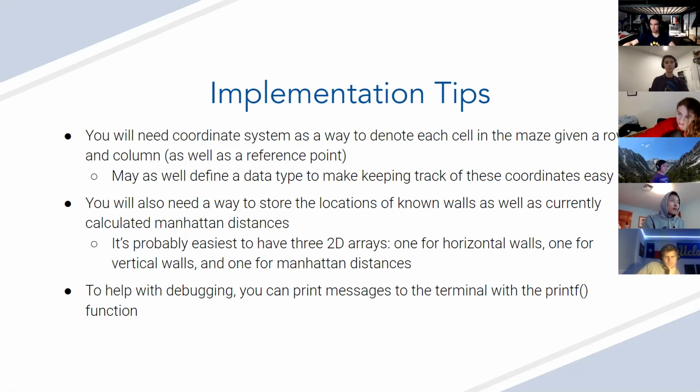And then you also need a way to store all the data you currently have about your maze. This will be your horizontal walls, your vertical walls, and the Manhattan distances. I would personally recommend having a 2D array for each of your vertical walls and your horizontal walls, because then you can just say left and right IR sensors and then top and bottom. That's the way I would do it.